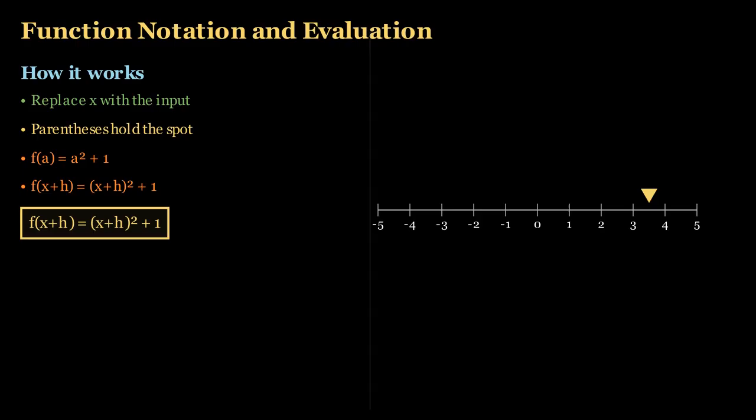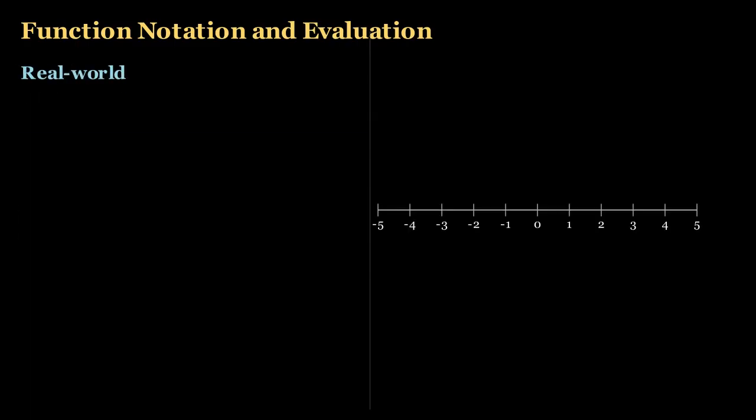Now here's a question that feels like calculus. How far do you travel in the 1 second interval starting at time t? That interval goes from time t to time t plus 1. The distance at the end is f of t plus 1. We evaluate by replacing t with the whole chunk t plus 1, 5 times the quantity t plus 1. That's 5t plus 5 meters. Notice we didn't just write 5t plus 1, the parentheses made us multiply the whole thing by 5.